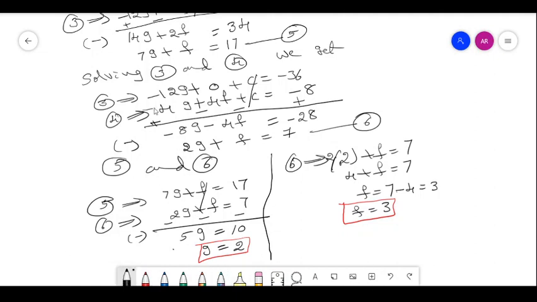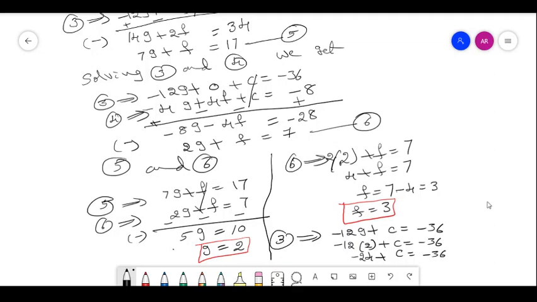The third equation is minus 12g plus c is equal to minus 36. Here the value of g is 2. Minus 12 into 2 is minus 24. Minus 24 plus c is equal to minus 36.